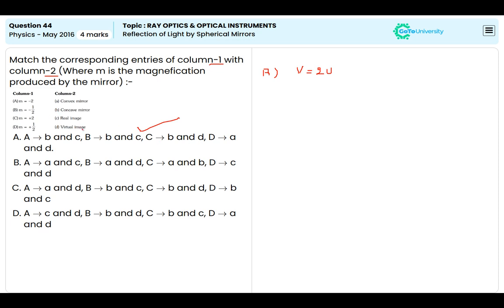Yes, it is correct. And when the magnification value is +1/2, then V is equal to -U by 2. Since V and U have opposite signs with a magnification of 1/2, the mirror is convex and the image is virtual, that is A and C. So D implies A and D. Okay, so by this we can directly say option A is the right answer.